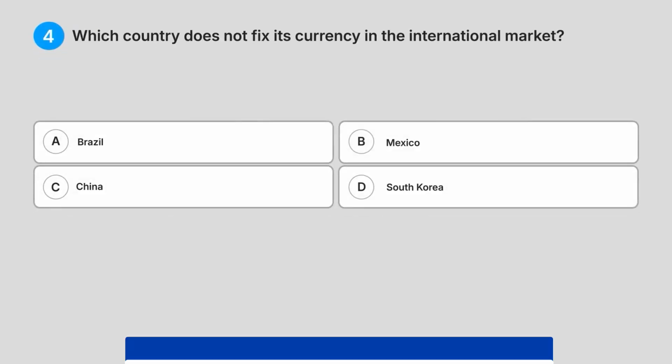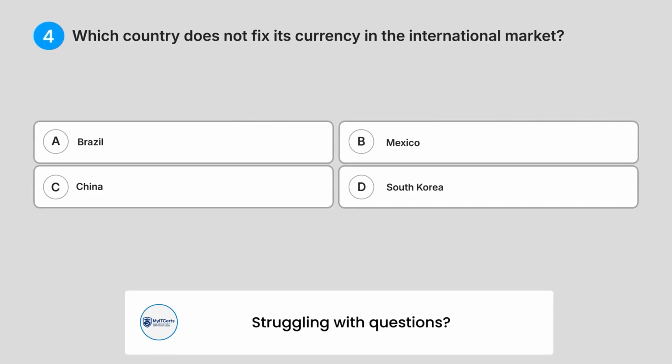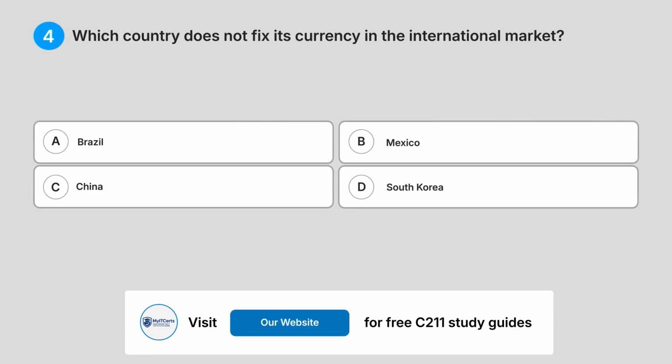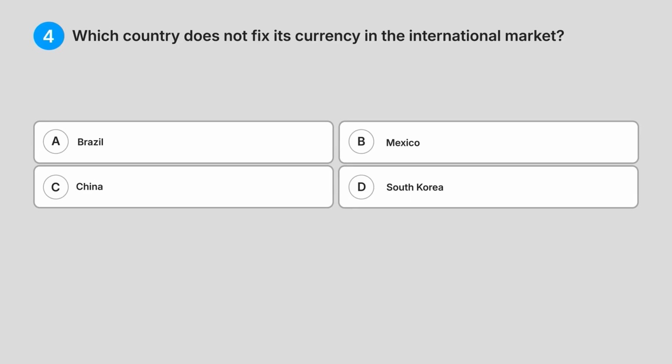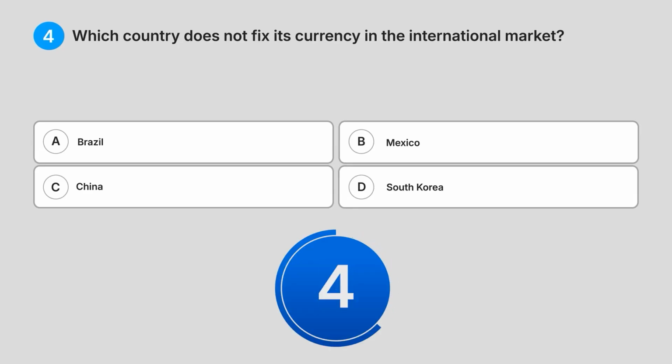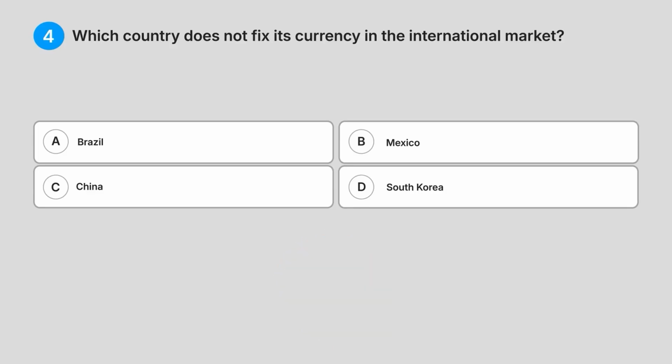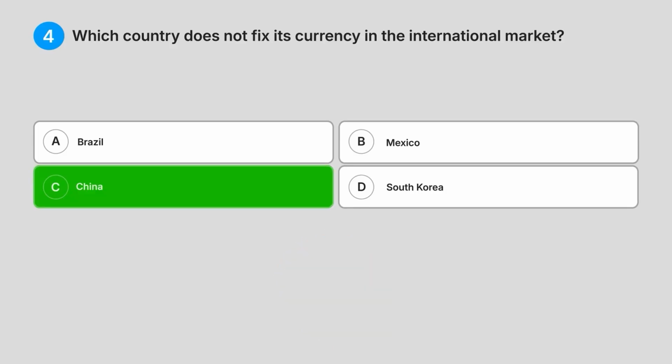4. Which country does not fix its currency in the international markets? A. Brazil. B. Mexico. C. China. D. South Korea. What do you think is the answer? Correct answer, C, China.